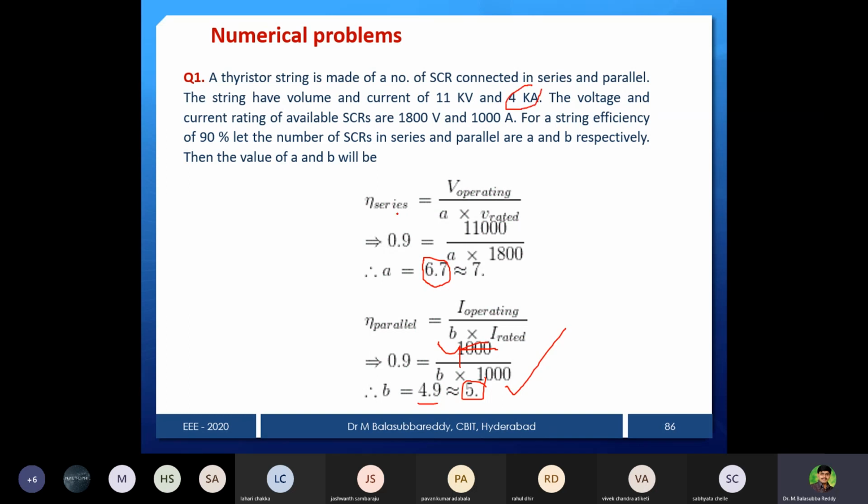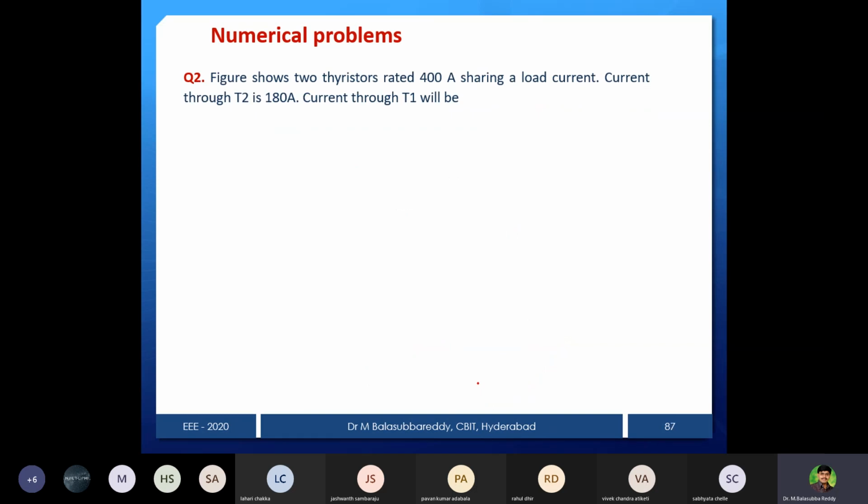Because the efficiency is 90%, you have to connect a little bit more number of SCRs. Otherwise 4 would be sufficient. Because the efficiency is only 0.9, as given, that's the problem. It will give a larger number like this. This is one problem, and we'll see another one.